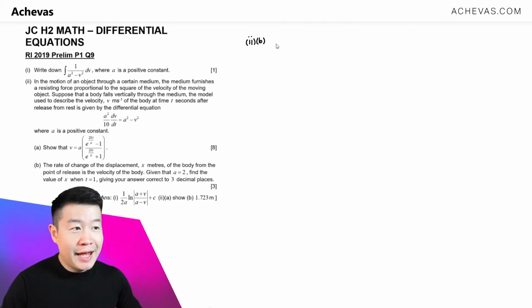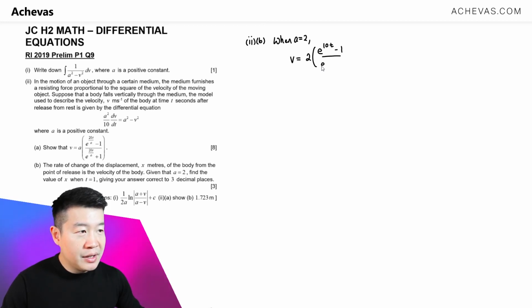And now we are given that a is equal to 2. So when we are given this, we will actually be able to find an expression of v that is now independent of a, because we can replace it by 2. So v is 2 e to the power of 20t over 2. That will be e to the power of 10t, then minus 1 divided by e to the power of 10t plus 1.